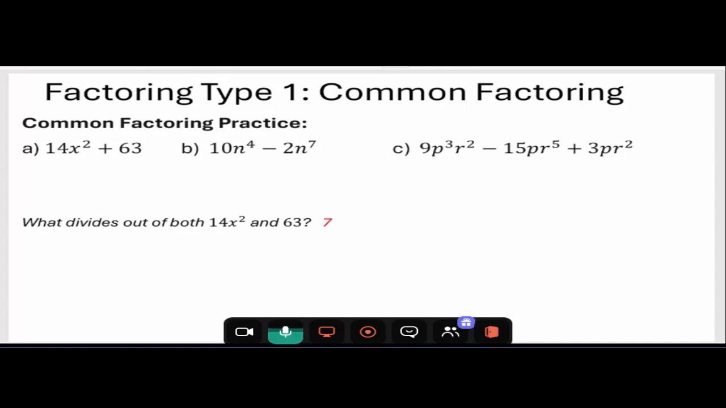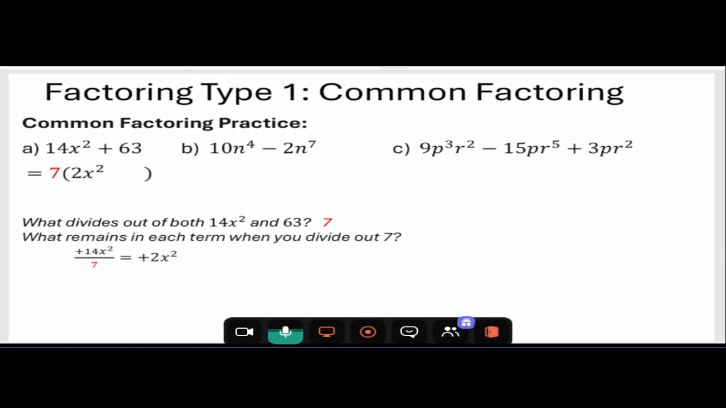So that 7 is what we are going to pull out front, like so. And I would write it like that. I would pull the 7 out front and show the bracket that you're going to then fill in. And now we are going to divide 7 out of both of these pieces, 14x squared divided by 7, that's going to be 2x squared. I'm actually going to do it down below. Again, I would not recommend rewriting this separately, but just so you see what's happening, I'm going to divide the 7 that I pulled out front out of 14x squared, and that leaves me with 2x squared. Positive, but I don't think I need to write it in this case.